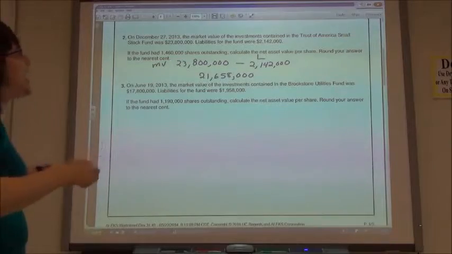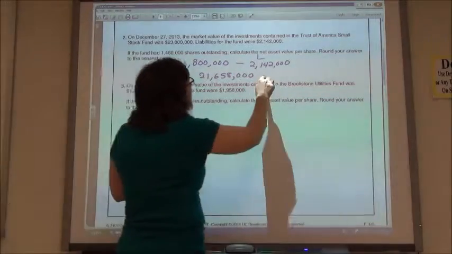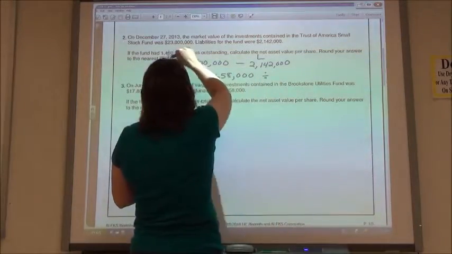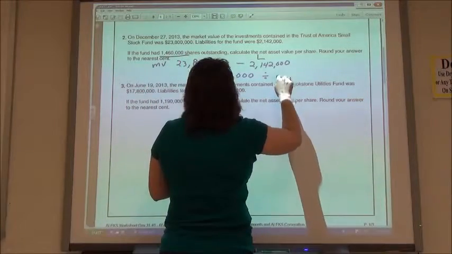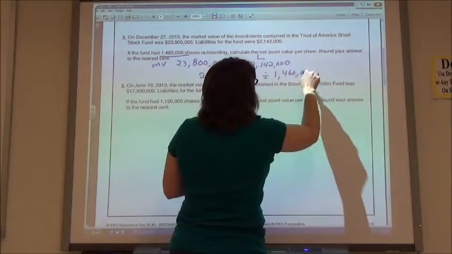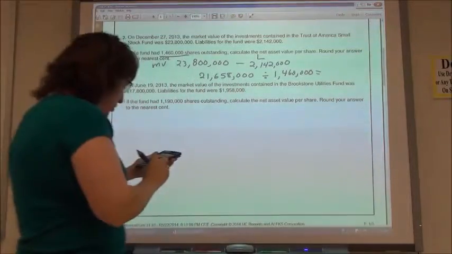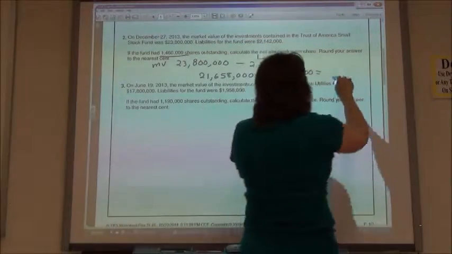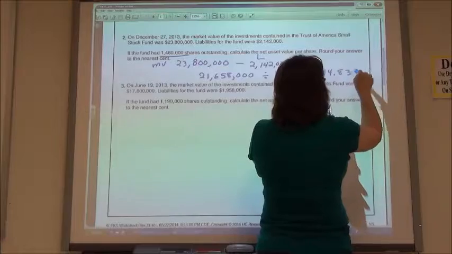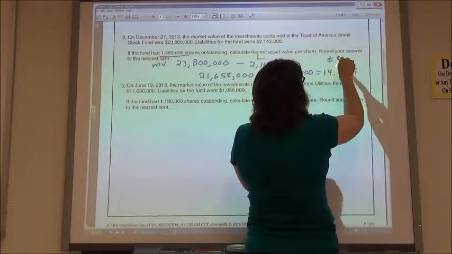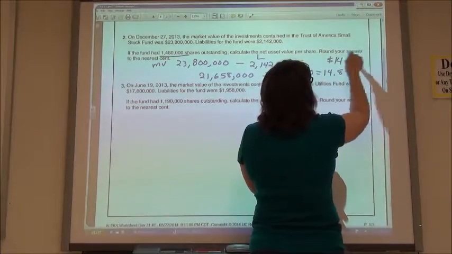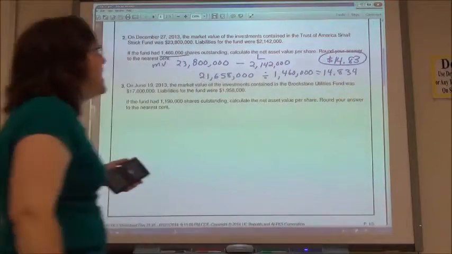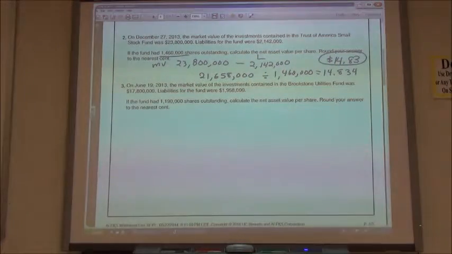I want to find my net asset value per share, so now I'm going to divide that by the number of shares outstanding. So I'm going to divide by the $1,460,000. So dividing that by $1,460,000, I get 14.834, so rounding that off to the nearest cent, $14.83 then would be the net asset value per share, $14.83.